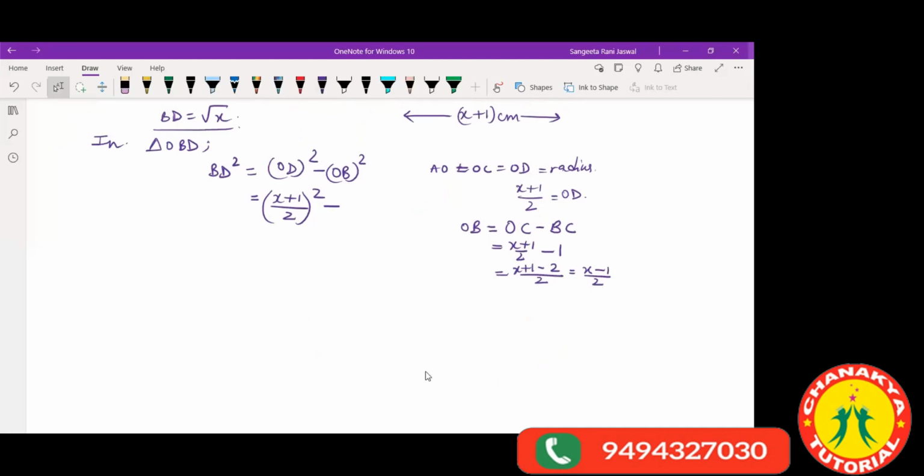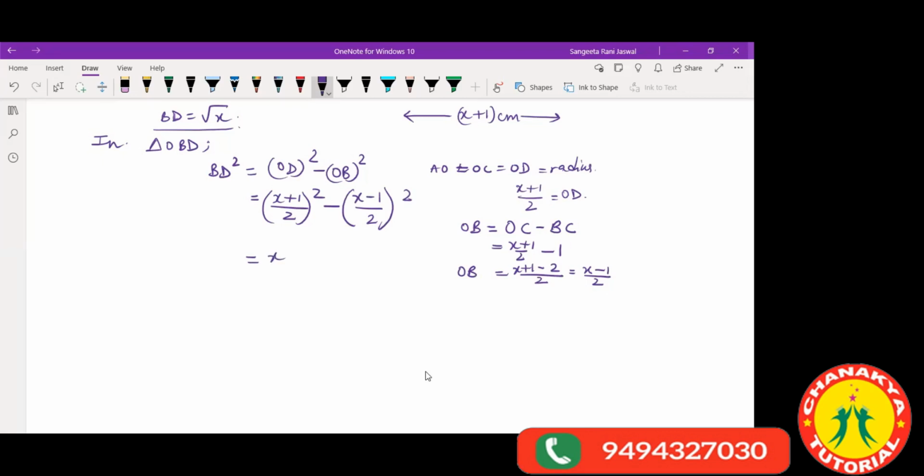Understood? How did I get this? Everyone, did you understand how I got OB equals x minus 1 by 2? Yes, ma'am. Anyone has a doubt? Please ask. So in place of OB, I'll write this value of OB which I've got now, x minus 1 by 2, whole square. Now I will just subtract them. I will take the whole square.